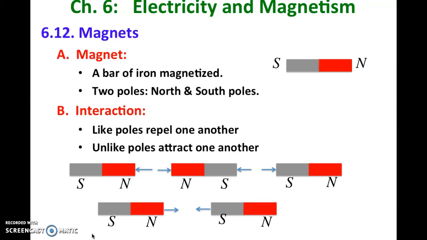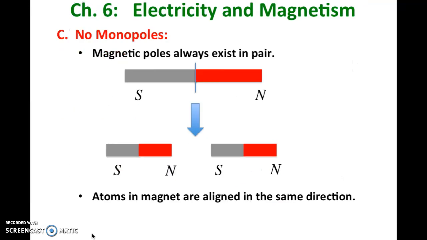A magnet is an iron ball magnetized and always has two poles called the North Pole N and the South Pole S. Magnetic poles can interact with each other. Like poles repel one another, unlike poles attract one another. In nature, there do not exist monopoles. Magnetic poles always exist in pairs.